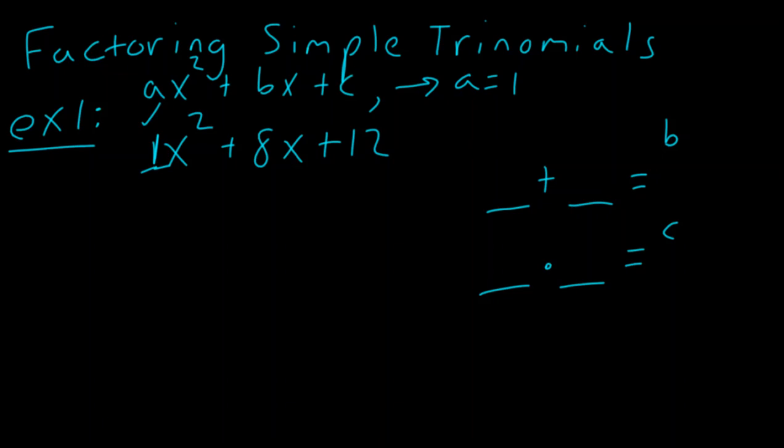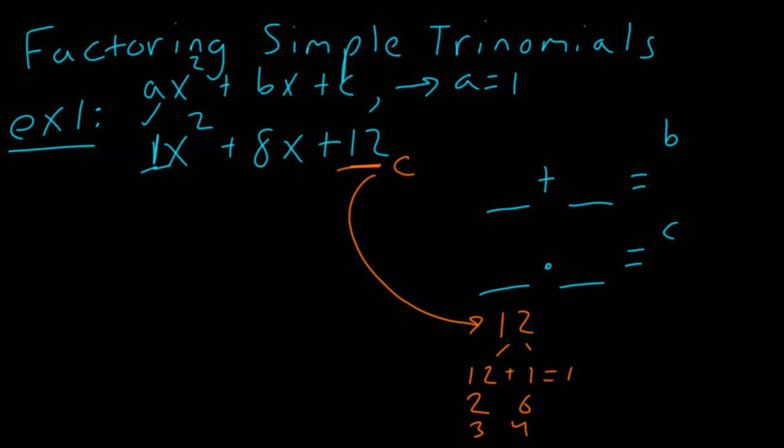So here's how I would do this if I were you. I would always choose my c term, and write out all the sets of factors. So for example, I know 12 can be 12 times 1, I know it can be 2 times 6, and I know it can be 3 times 4, in no particular order. So what would happen if I were to add up all these? Well, 12 plus 1 is 13. Remember, we're looking for it to add up to 8, okay? So let's see, 2 plus 6 would be 8, 3 plus 4 would equal 7.